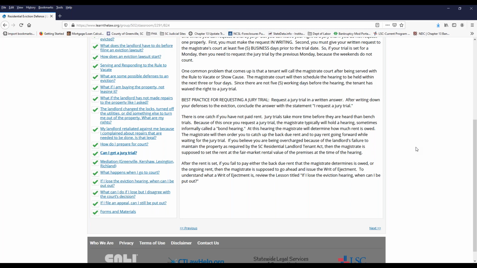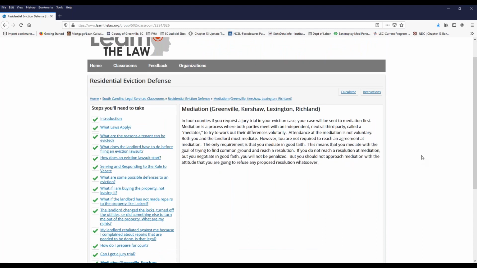So the best practice is, do it in writing at the time you provide your answer to the magistrate court. Just something that says, I request a jury trial, or if you're going to consult legal counsel and you want to try to retain an attorney, let the attorney make the judgment call after talking to you about whether requesting a jury trial is appropriate in your case. So that would be our recommendation on that. But this lesson just gives you some tips on what you need to do to request a jury trial.